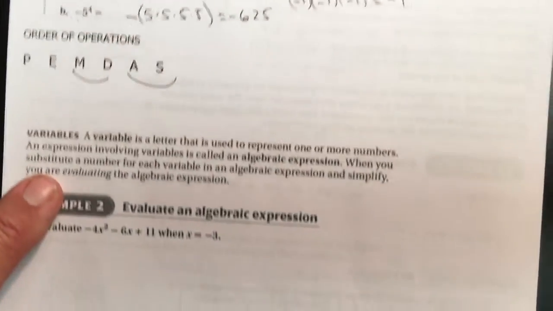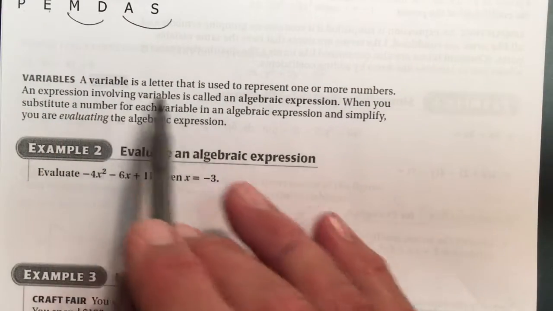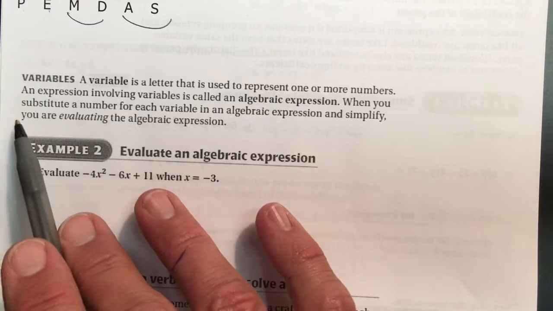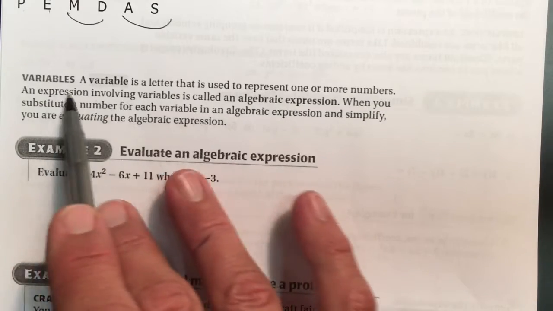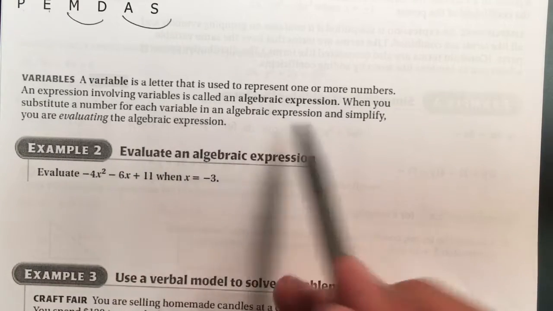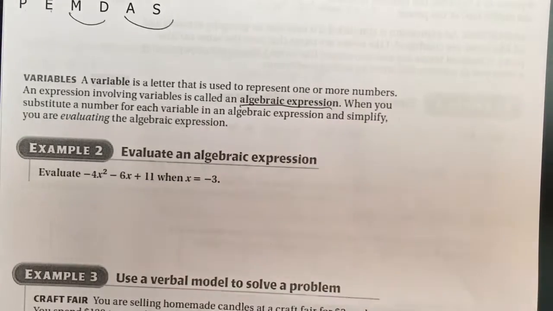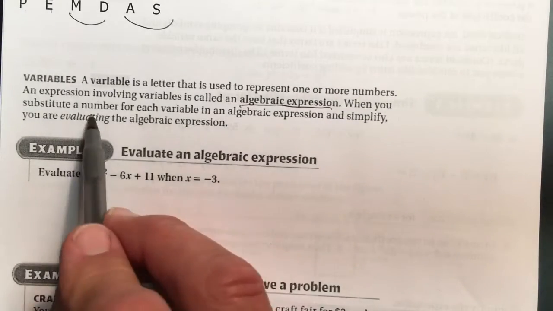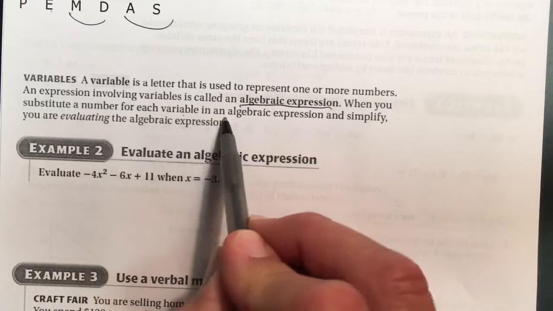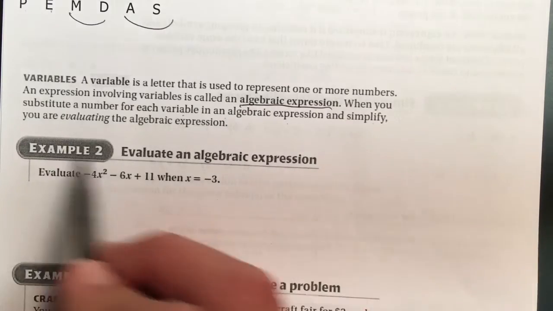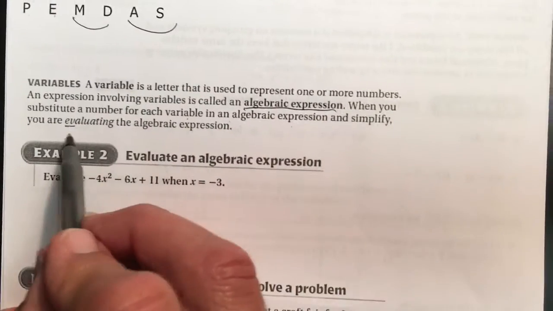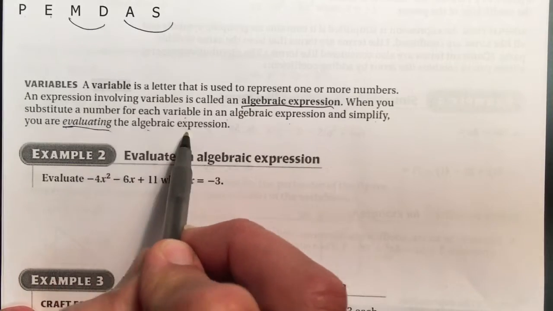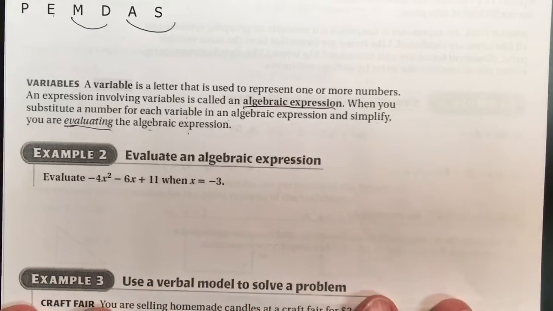All right, variables. Variables are part of algebra. A variable is a letter which is used to represent one or more numbers. An expression involving variables is called an algebraic expression. Again, no equal sign for that. When you substitute a number for each variable in an algebraic expression and simplify, you're evaluating the algebraic expression. Well, that's pretty simple. Let's try that.